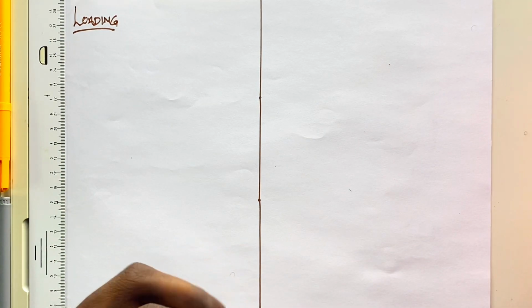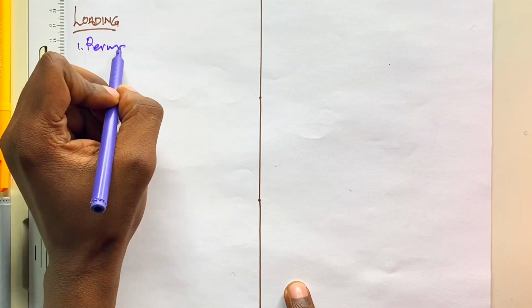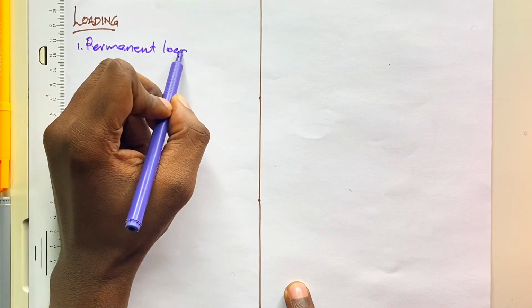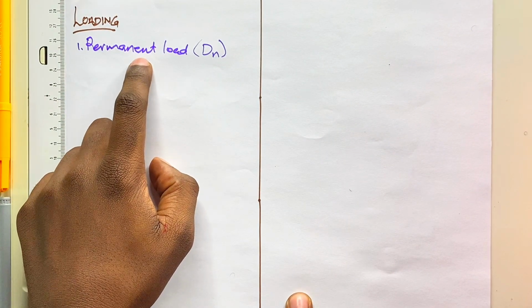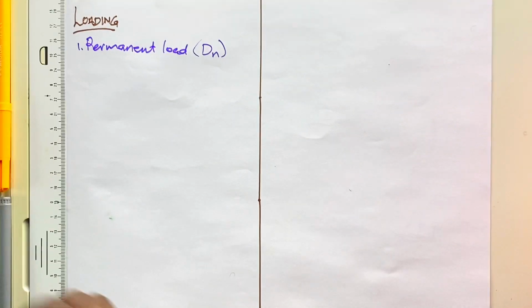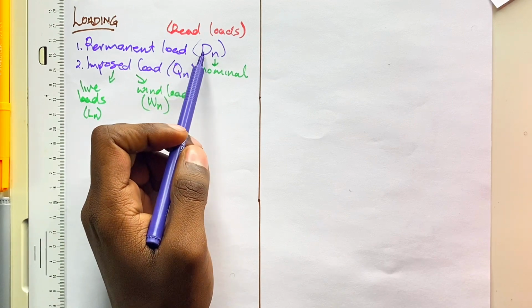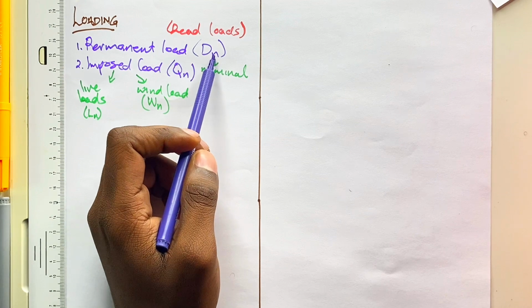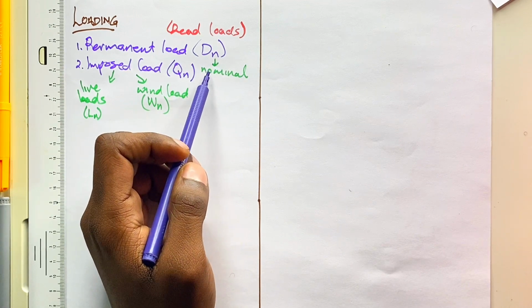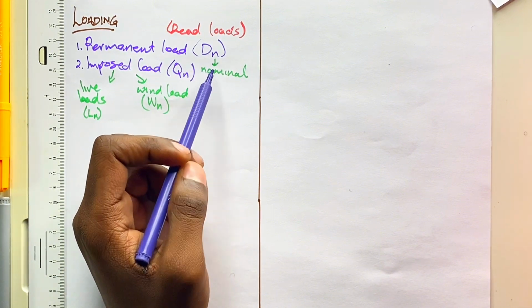Now, there are mainly two types of loads. The first one being the permanent load. Now I'm going to denote the permanent load with DN. Now the permanent loads are also called dead loads. Because permanent loads are also called dead loads, I will use DN here to denote my permanent load. Remember that the N means nominal, which means that my loads are unfactored. We have not included the factor of safety yet.